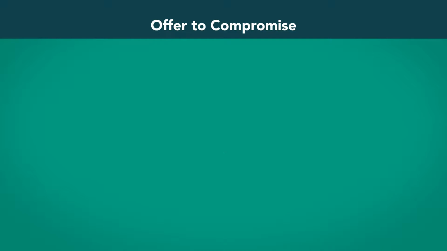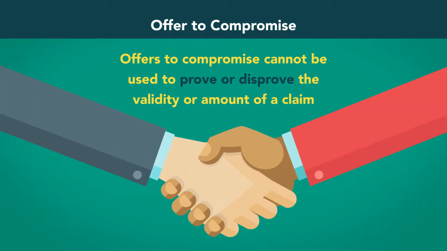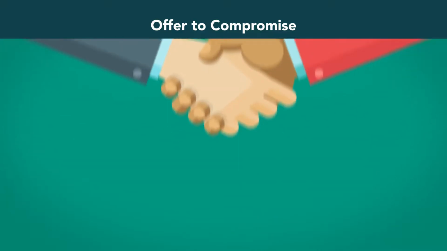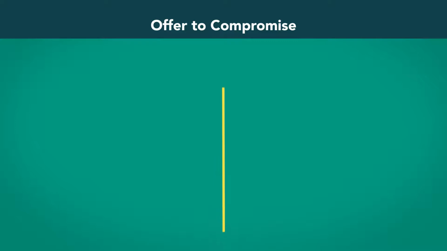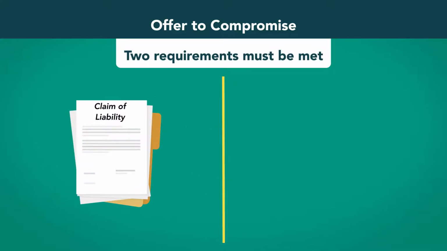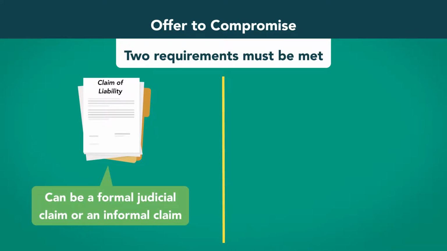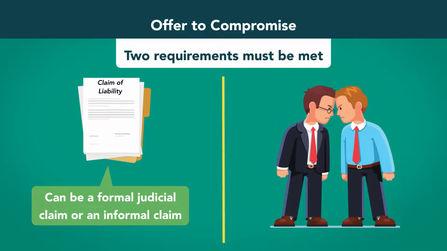Offer to compromise. Like subsequent remedial measures, offers to compromise cannot be used to prove or disprove the validity or amount of a claim. For something to qualify as an inadmissible offer to compromise, two requirements must be met. First, there must be a claim of liability. This claim can be a formal judicial claim, or it can be an informal claim. The second requirement is that there be some dispute about the validity of the claim or amount due.